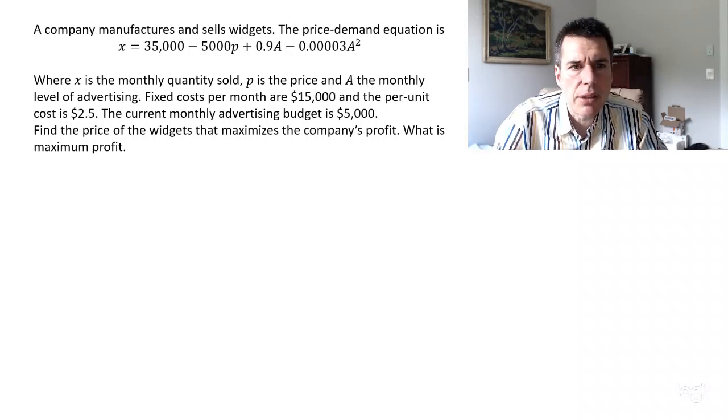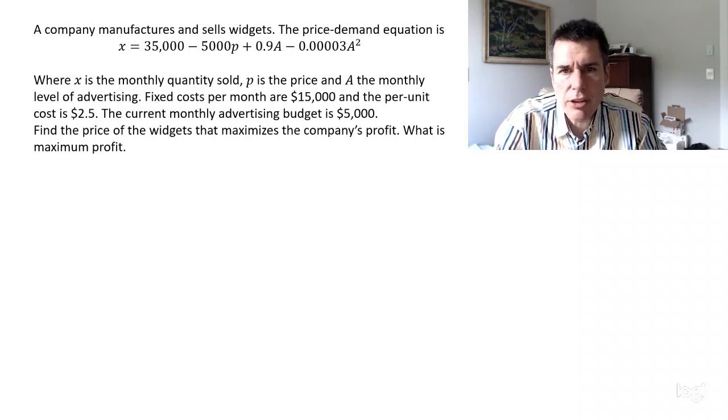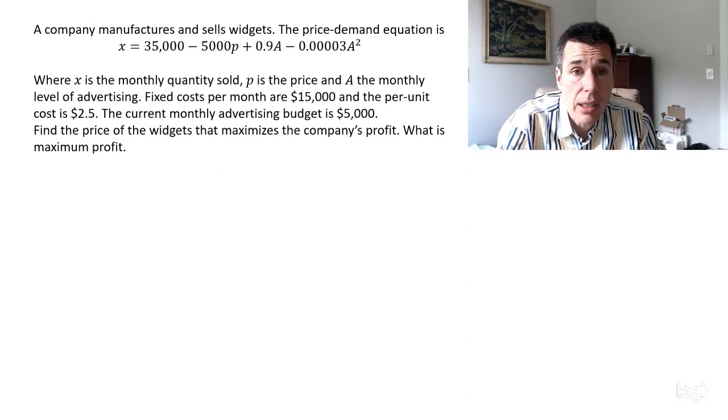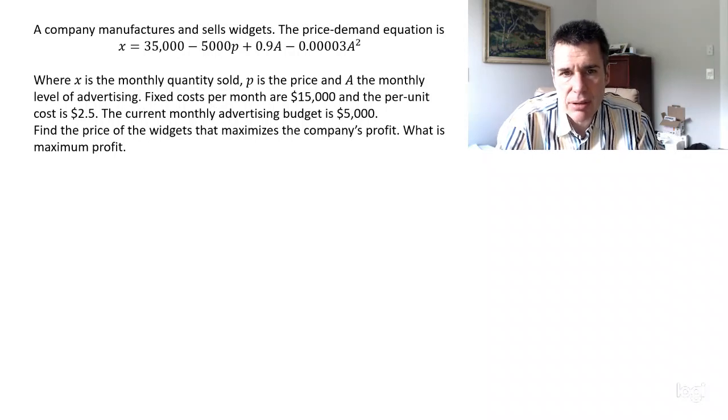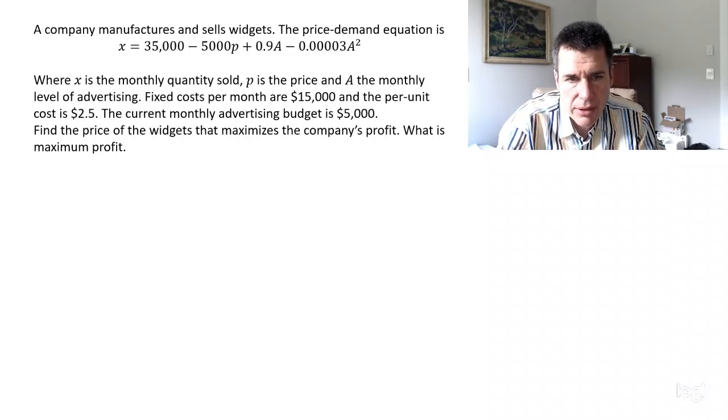A company manufactures and sells widgets. The price-demand equation is X equals 35,000 minus 5,000p plus 0.9A minus 0.00003A squared, where X is the monthly quantity sold, P is the price, and A is the monthly level of advertising. Fixed costs are $15,000 per month. The per unit cost is $2.50.